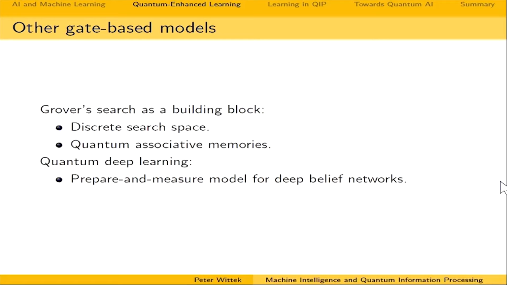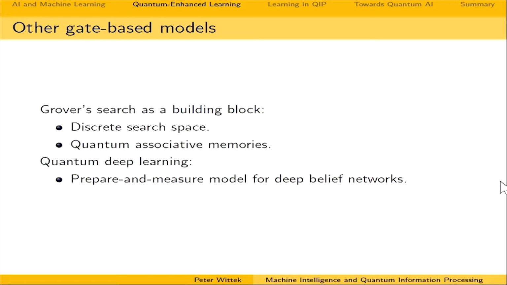And the other is quantum associative memories. So there are certain neural networks which do nothing but store patterns. And you can do that quadratically faster, almost quadratically faster, with Grover search. That's a little bit more interesting.